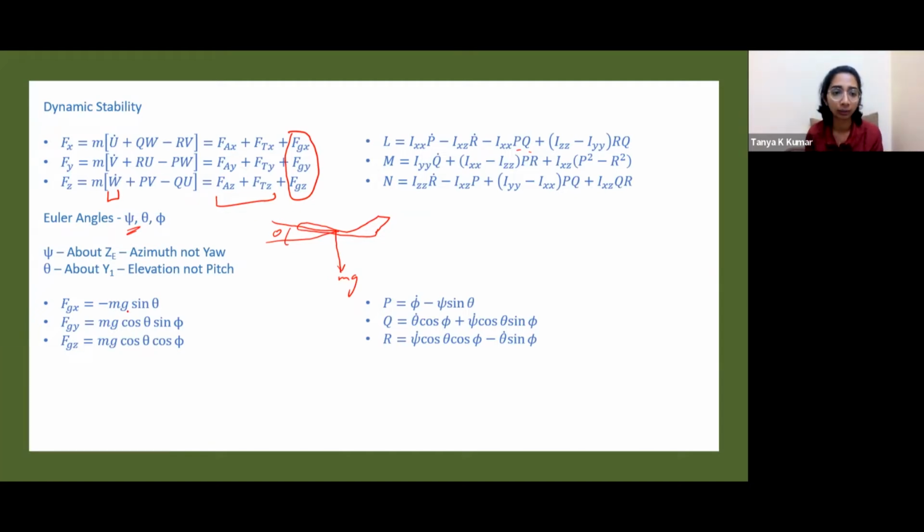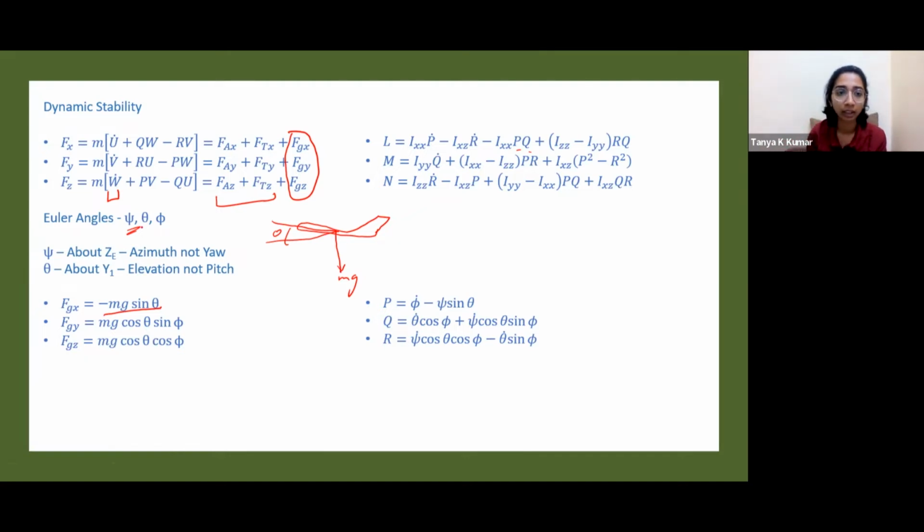Okay, so what you do is this: mg sine theta will be along the x-axis. When you do mg cos theta, and then after rotating it about theta, which is about which axis? Y-axis. After rotating it about the y-axis, then you rotate it about the x-axis, the roll. What happens then is your mg vector is aligned with your z-axis.